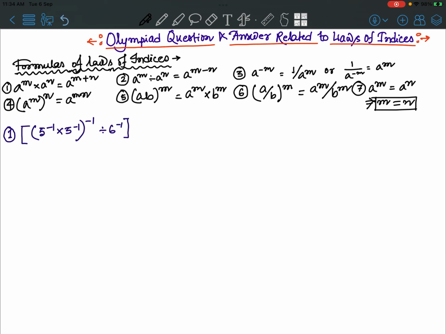What is the first problem? The first problem is (5 to the power minus 1 into 3 to the power minus 1) whole to the power minus 1, divided by 6 to the power minus 1.